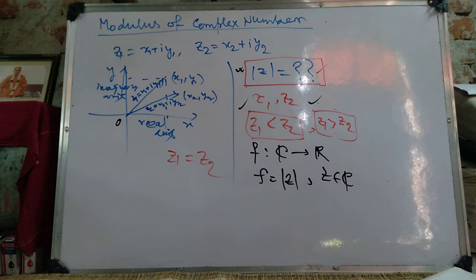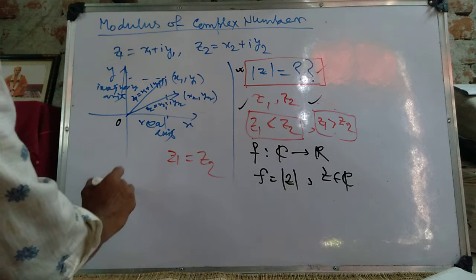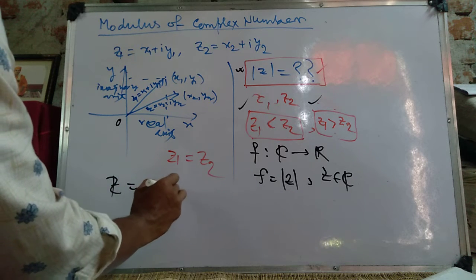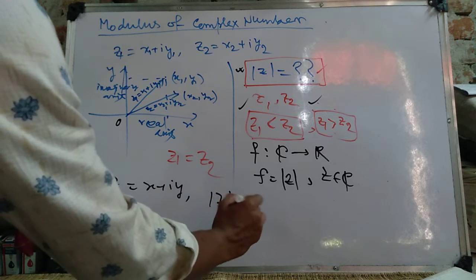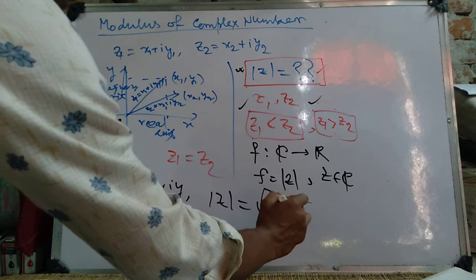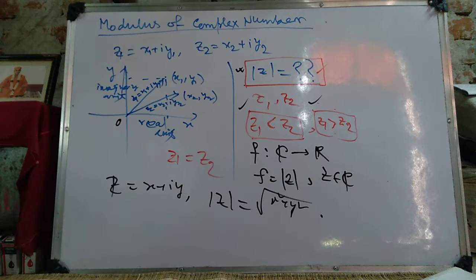So today I discuss how the modulus is formed. If z equals x plus iy, then the modulus of z is defined as the square root of x square plus y square. This is too easy.